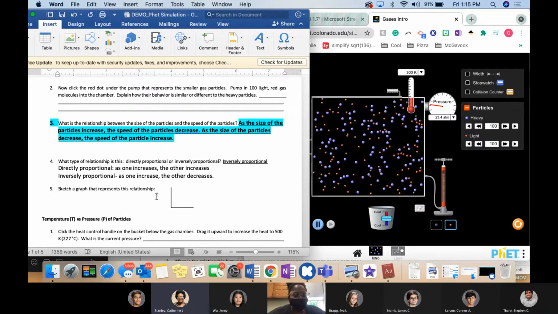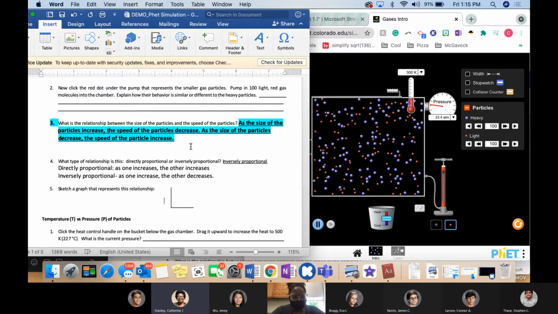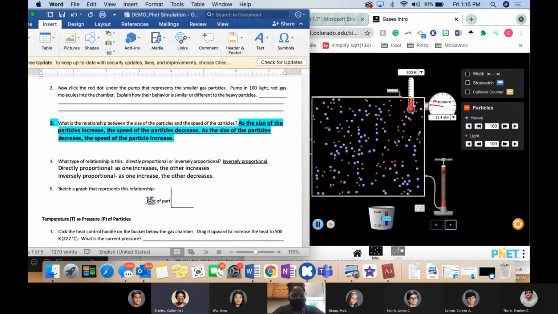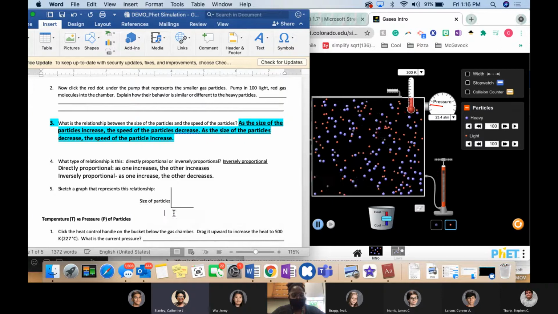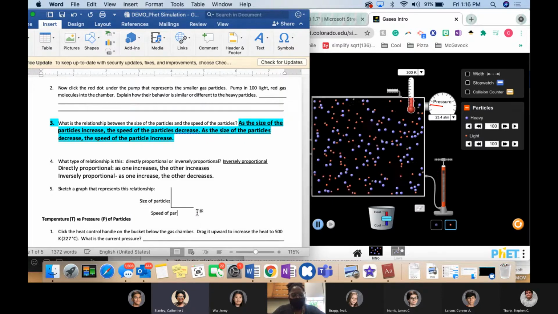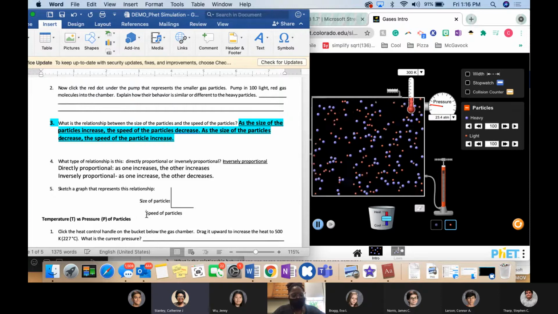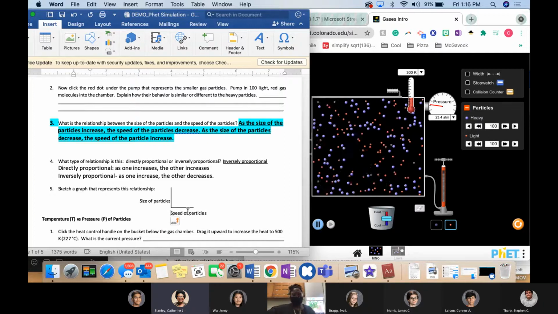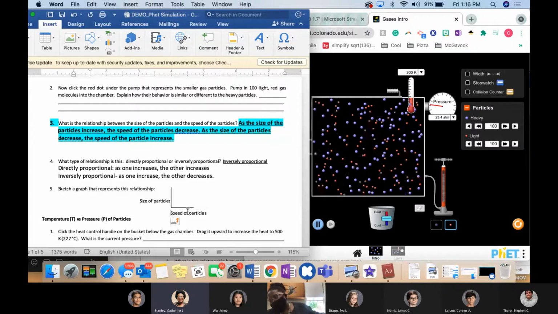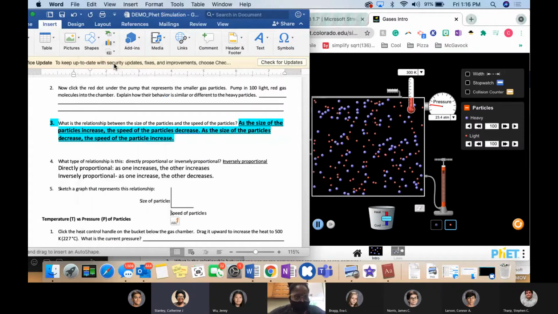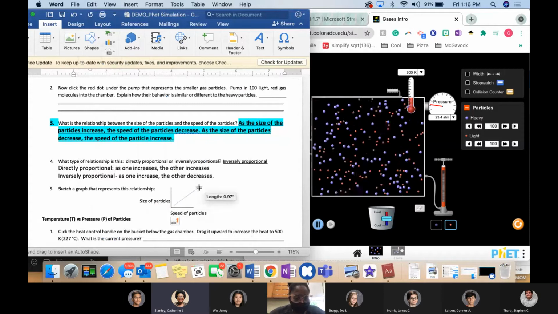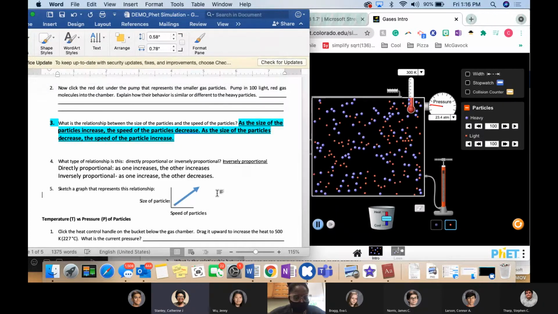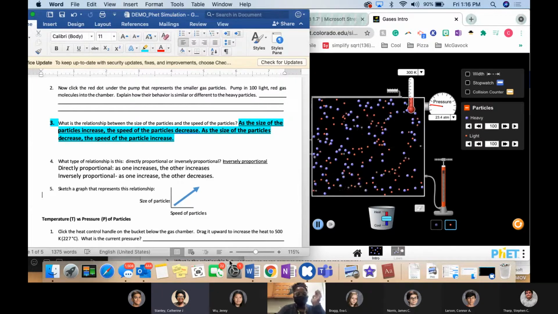Okay, so let's say that our y-axis is our size of particles. And our x-axis is the speed of particles. All right, so let's think about it. As the size increases, the speed increases. So when we put that into graph form, it's going to have an upward arrow to the right, up to the right, because both are increasing. Both are increasing. I meant, oh, I messed that up.